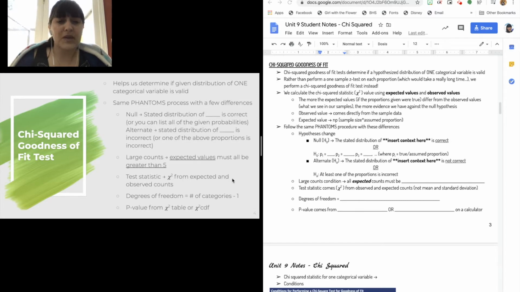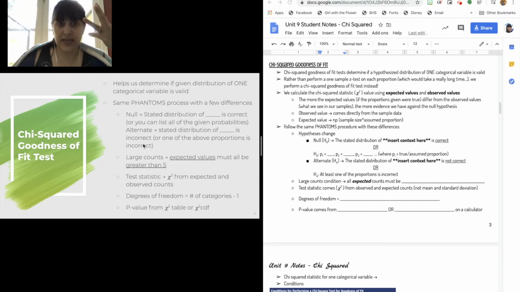So your null hypothesis is that the stated distribution of proportions is correct. And then the alternate hypothesis is that the stated distribution is incorrect, right? Or one of the proportions is not correct. You actually don't have to go through and state the parameter here because you state the exact parameter in the actual hypothesis. So you can skip the P step for these, okay?